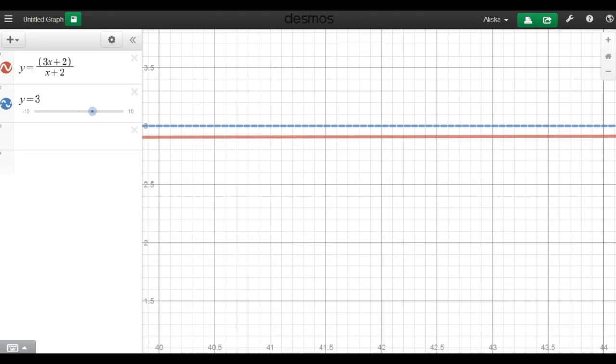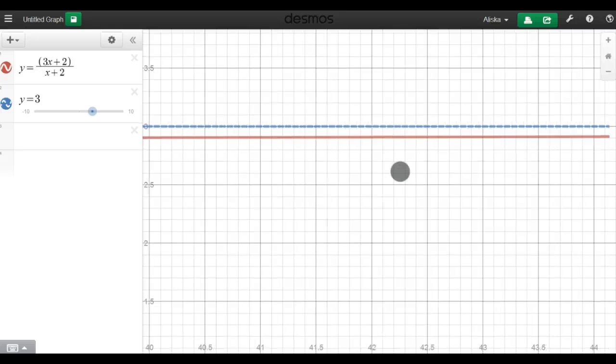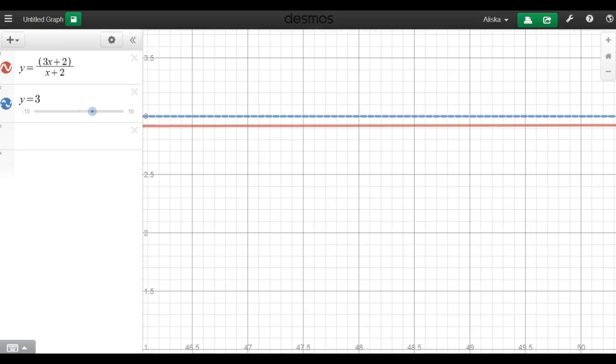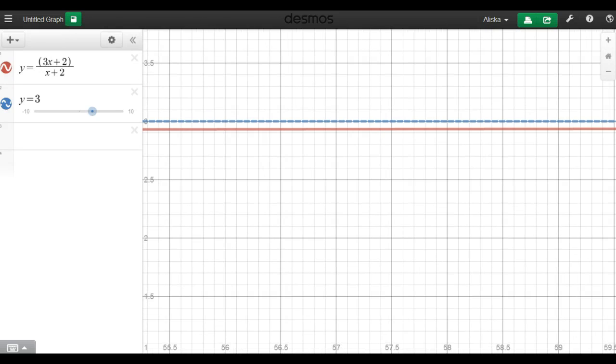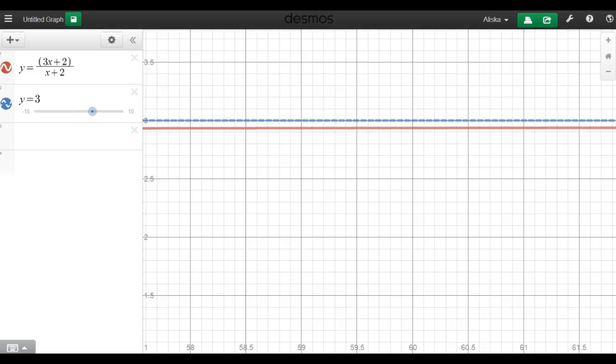So when we zoom in, we can see that we've gotten very, very close to the line y equals 3 already. And if we go further and further, maybe I'm making you sick by watching all this, you can see we're getting even closer. So we're tending to 3 as x tends toward infinity. So our asymptote is in fact y equals 3.